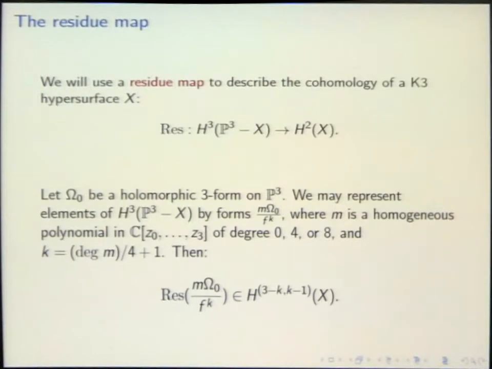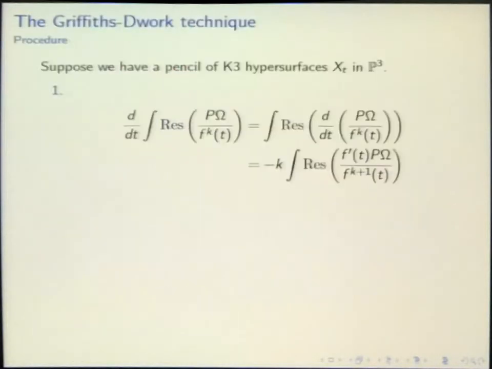We can represent forms in the middle cohomology of our variety using forms in the complement of our variety that have poles along the variety. And then we have a residue map that maps a form on the complement into the space itself. So this works for a hypersurface in projective space. And then there's this old method for figuring out, I've got a period here. I'm just integrating my form over some kind of nice cycle. And I want to figure out what the differential equation is that's satisfied by this period.